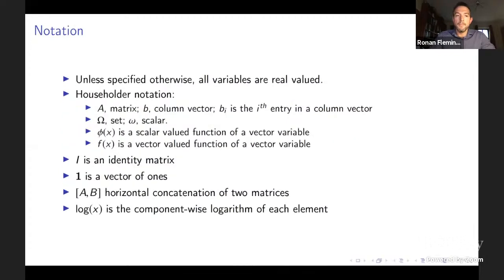So just a brief thing on notation. It's all pretty much household notation. It's fairly standard. The only thing that sometimes people would notice is if I say log x, for example, it is the component-wise logarithm of each element x.